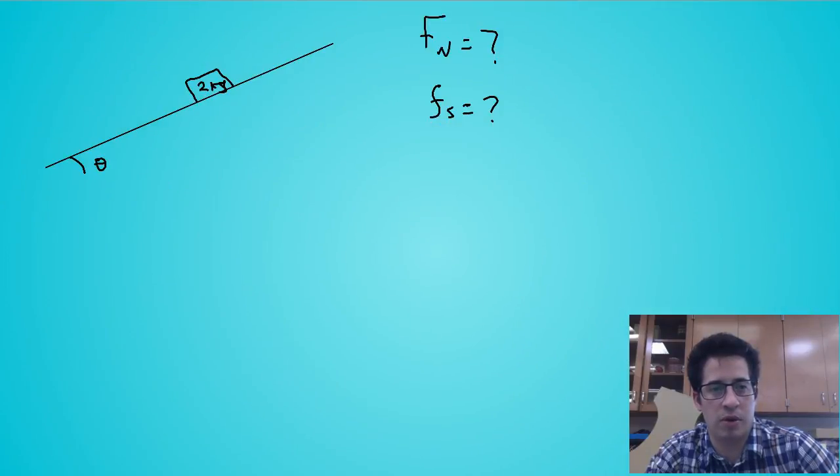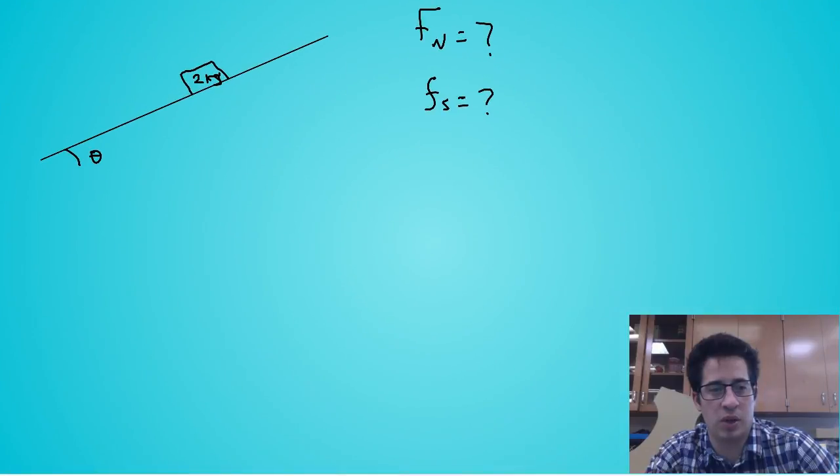And this one's going to be pretty important because we're going to run into a lot of situations like this. So we have this ramp here, and this block is sitting on the ramp. Okay, and what I want you to find is the normal force and the static friction. We'll say the ramp has an angle of 30 degrees.